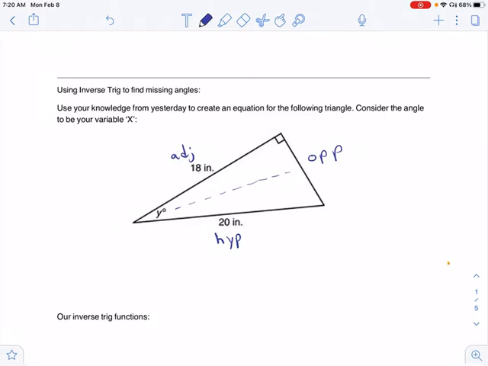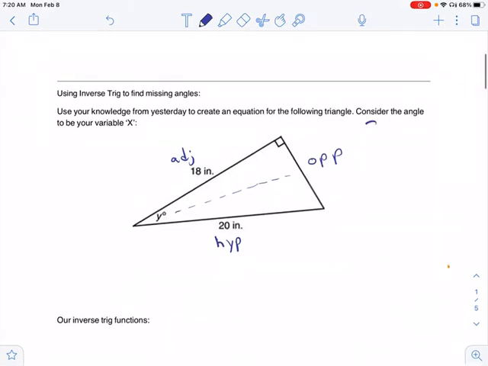So here I have adjacent and hypotenuse. Based off SOHCAHTOA, if I have adjacent and a hypotenuse, I'm concerned with cosine. So I am going to start off with saying cosine of y is 18 over 20. So that's the equation that I can write.